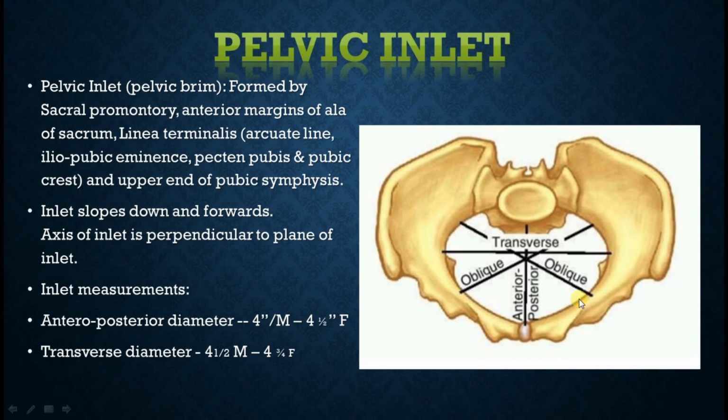The oblique diameter is from the sacroiliac joint of one side to the iliopubic eminence of the opposite side, which is 5 inches in males and 5 1/4 inches in females. So if you look at the dimensions of the inlet, in females it is wider than in males. The pelvis itself is wider in females.